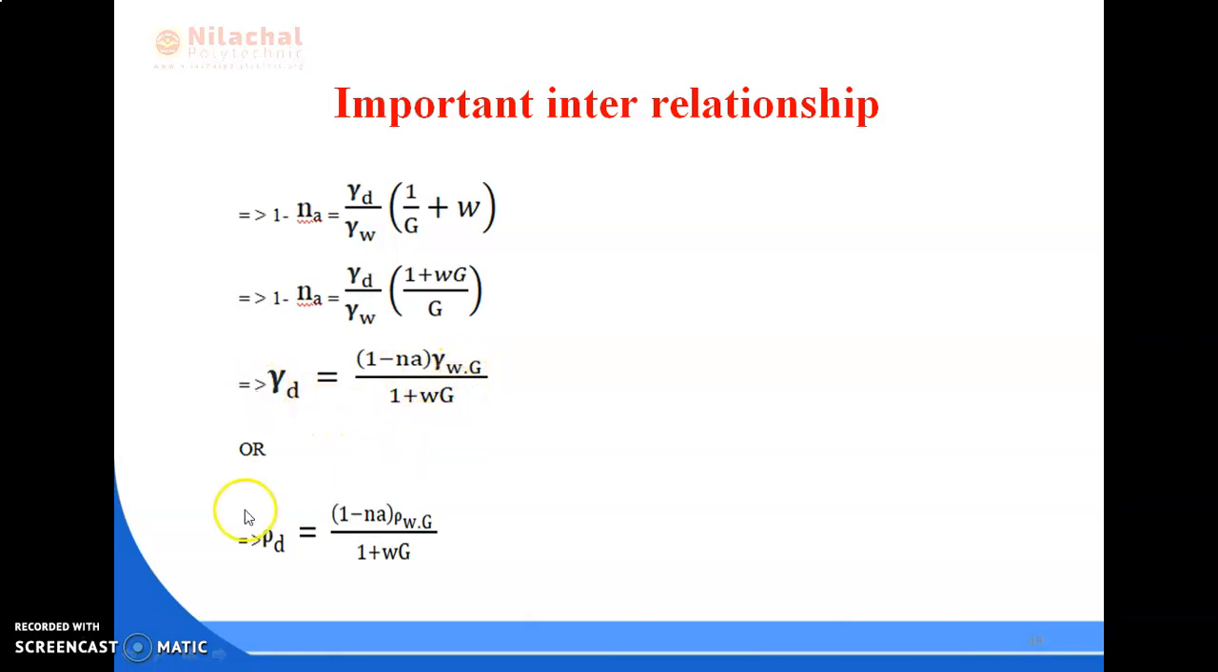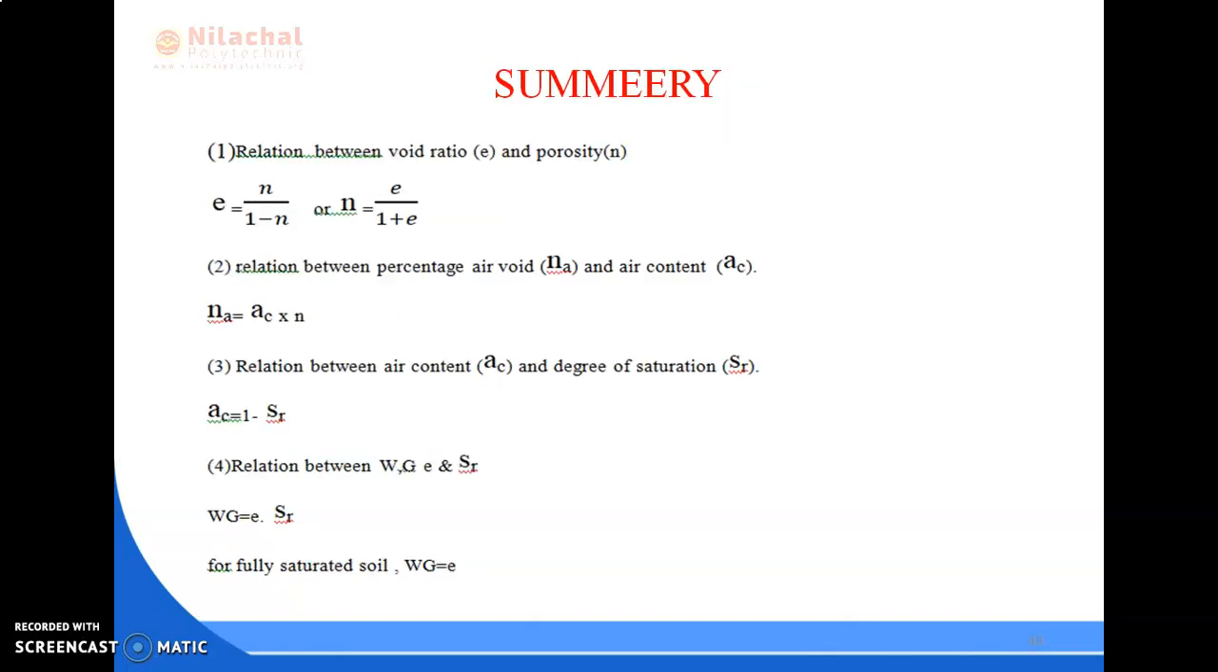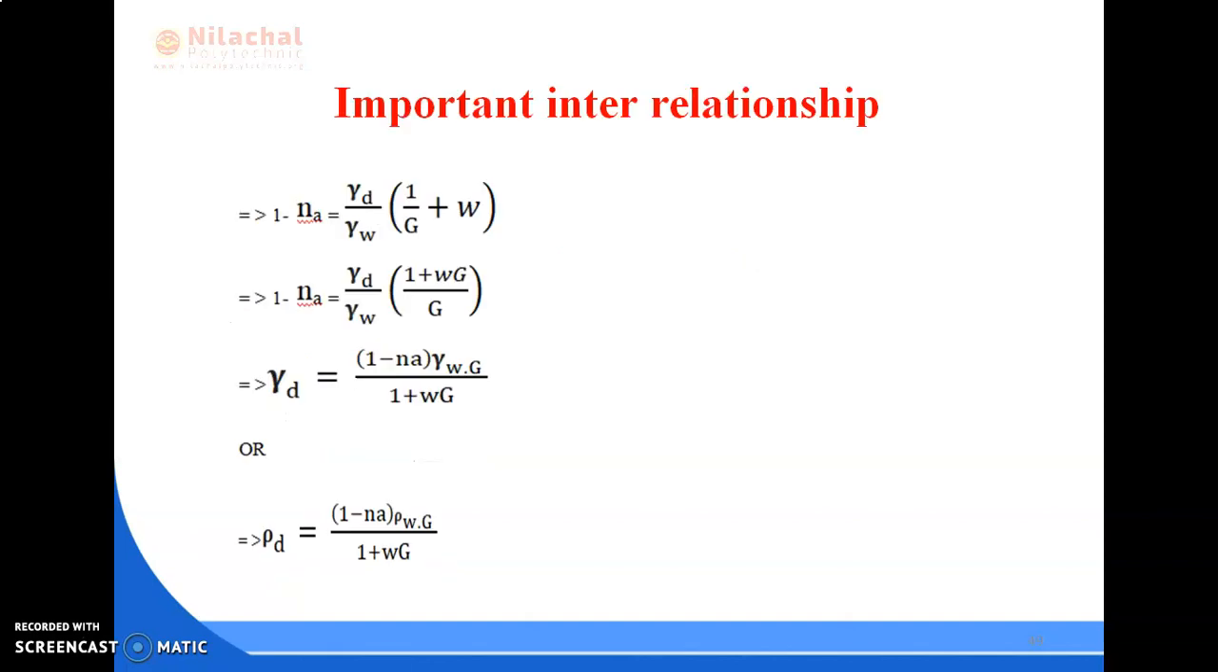And in terms of rho, we can write rho d equals (1 minus na) rho w G by 1 plus wG. So this relationship is also most important. Many times we have to apply this formula. So for this lecture, this much. In the next lecture we are going to solve different problems based on these interrelationships. Thank you.